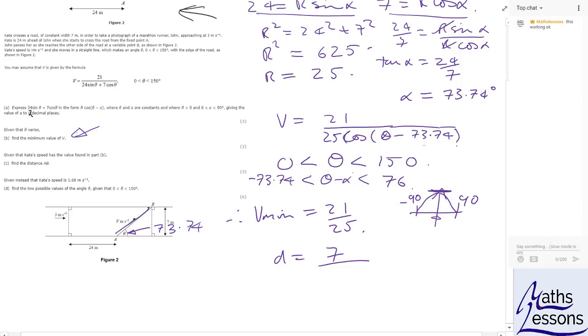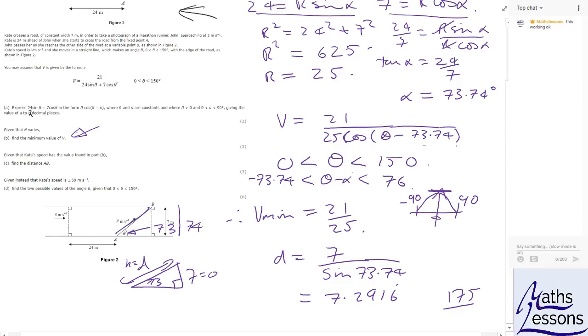We know that that distance there is 7. So we've got this triangle 7, we've got 73, we've got a right angle here, and we want to know the distance there, d. So therefore, that's the hypotenuse, that's the opposite. So we've got sine theta equals sine of 73 equals 7 over d, so therefore d will equal 7 over the sine of 73.74. And we work that all out, and you get 7.2916 recurring, or if you've got a fractional calculator, you might get 175 over 24.